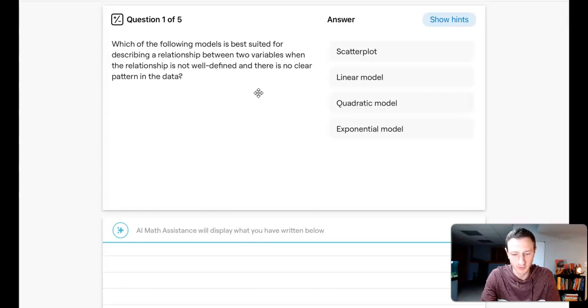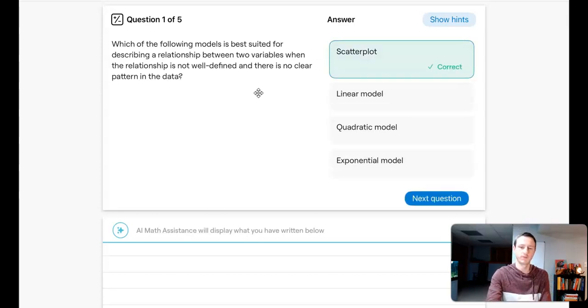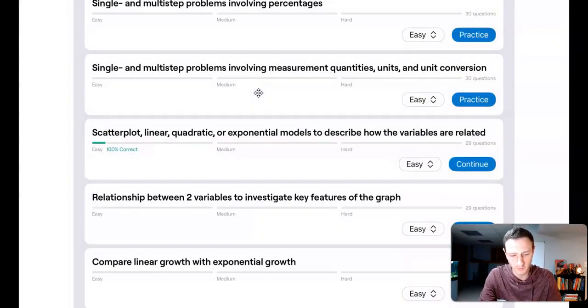So it doesn't look like we have to actually do anything other than just know some definitions here. So scatter plot is what I'm thinking. Just as my first, linear model? No, linear, most should have a clear pattern, quadratic, exponential patterns. So let's say scatter plots. I'm feeling that one. Yes. 2 for 2. All right. Easy was, I mean, if you don't know stats, I could see that being pretty difficult. So definitely good review there.